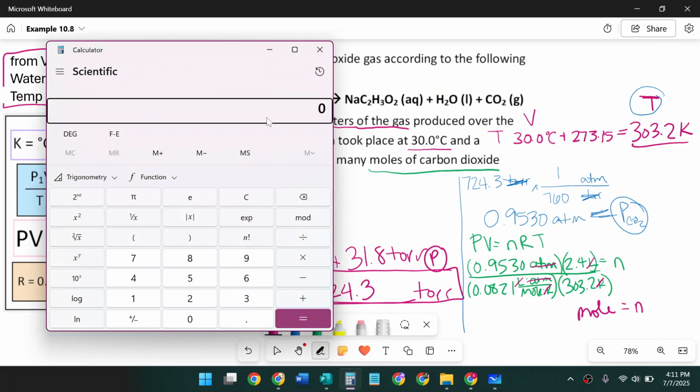If your units ever don't cancel out correctly, you probably accidentally put something on the top or the bottom when it should have been on the other, like when you rearrange the equation, so check on that. All right, so 0.9530 times 2.4 divided by 0.0821 times 303.2.